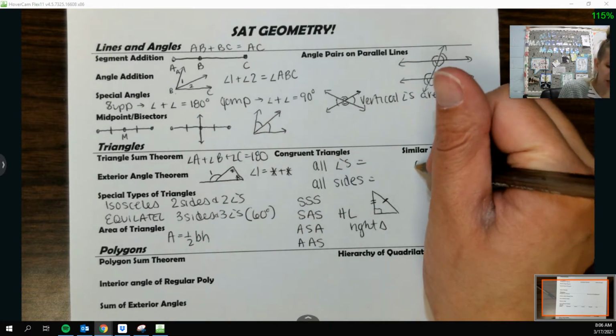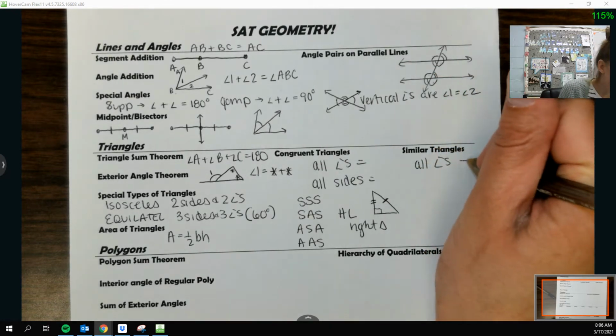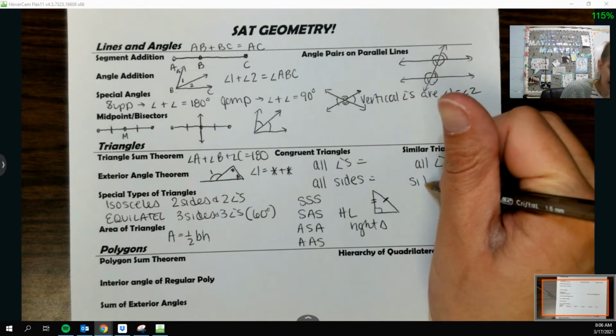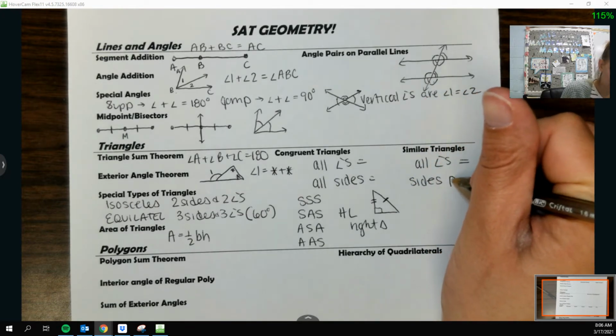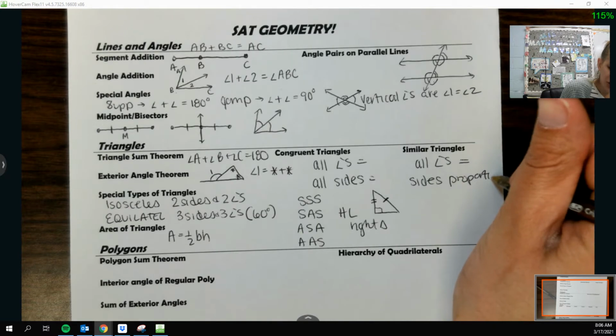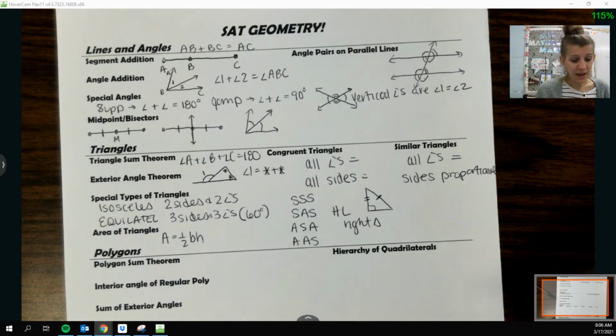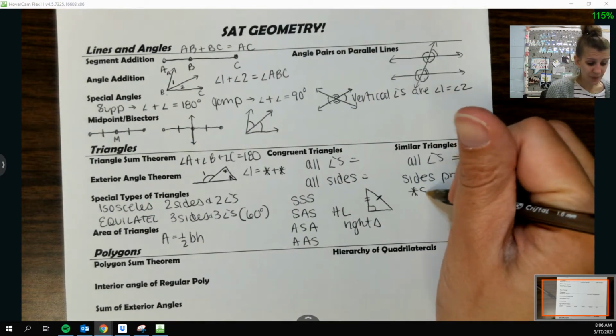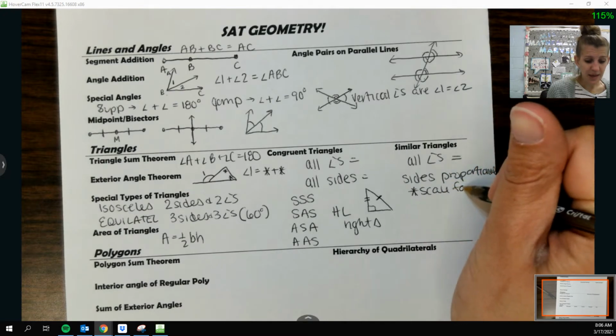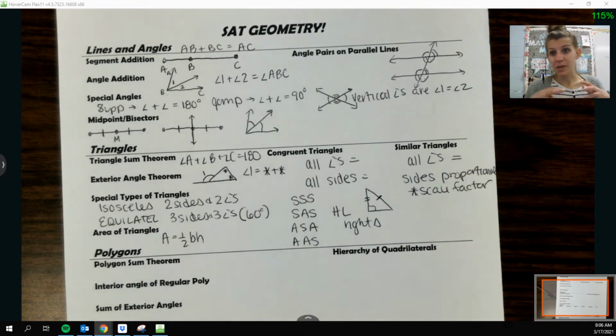So in similar triangles, all angles are equal, but the sides are proportional, which just means that they're related by a certain scale factor. So maybe they were all blown up by 2, or maybe they were all scaled down by half. But sometimes the scale factor is not so easy.